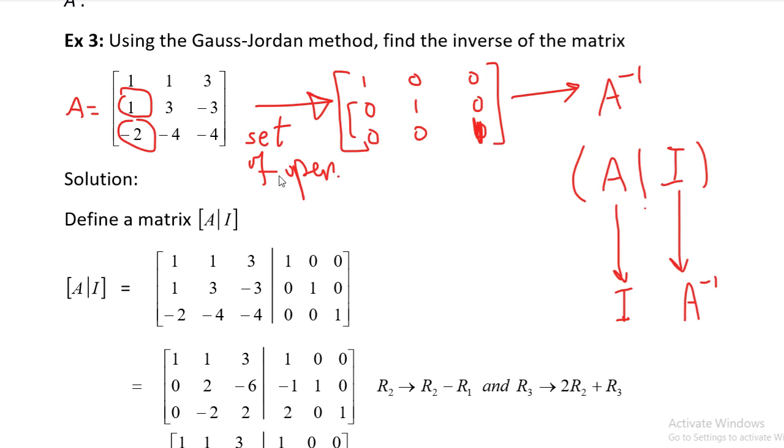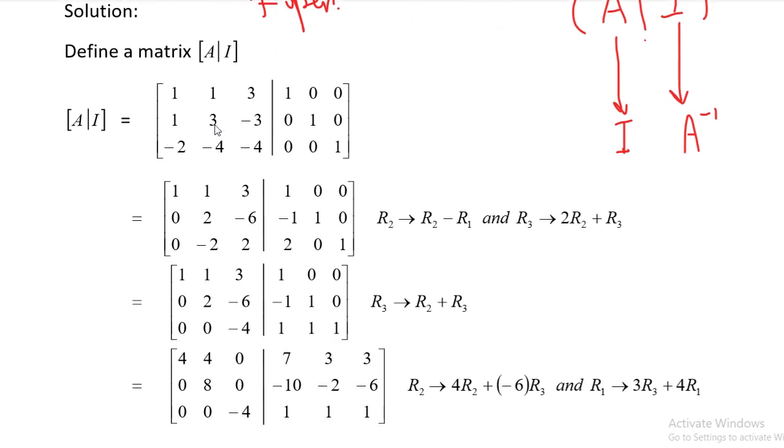So let's see an example of how we can go with it. A matrix is given: 1 1 3, 1 3 minus 3, minus 2 minus 4 minus 4, and with it, this is not the determinant, this is just a separation. Some people put dots here, a dotted line. You can put a dotted line.